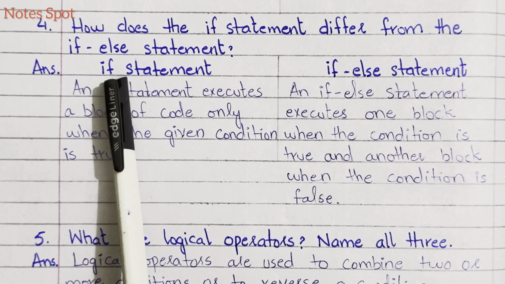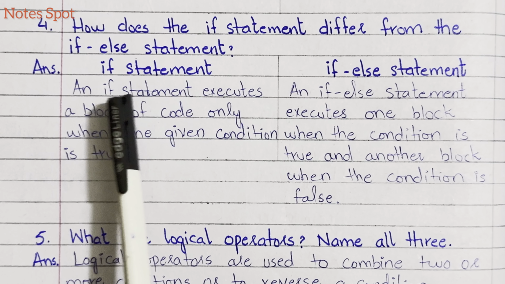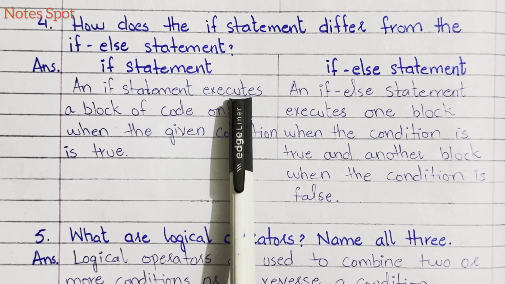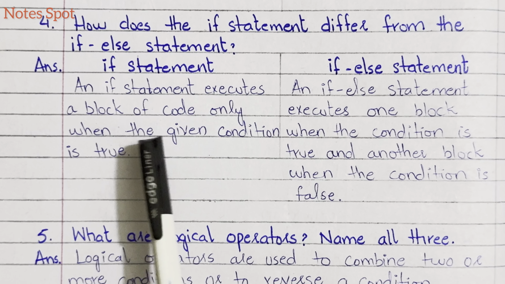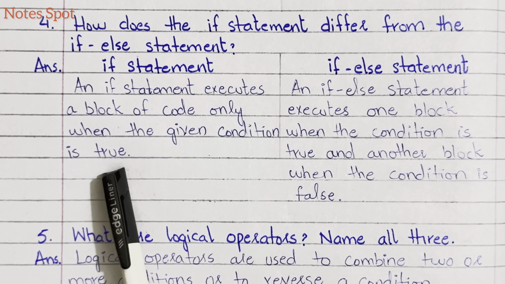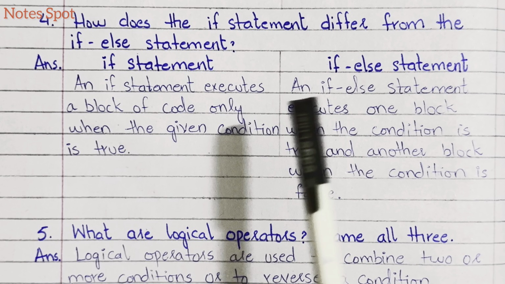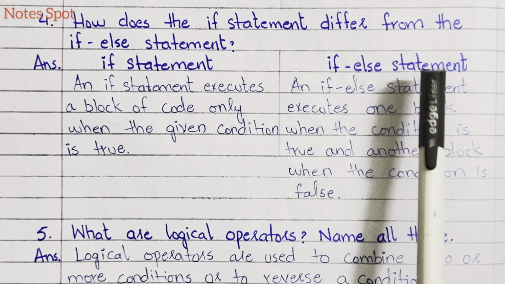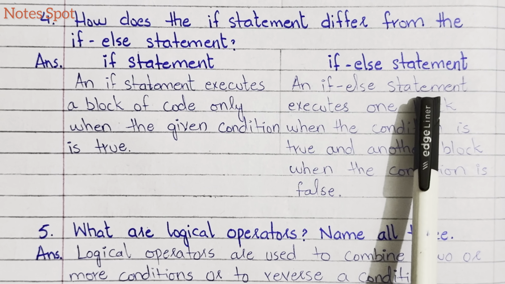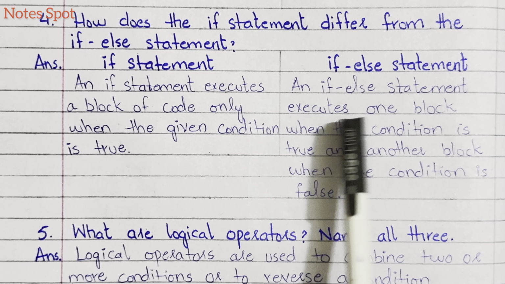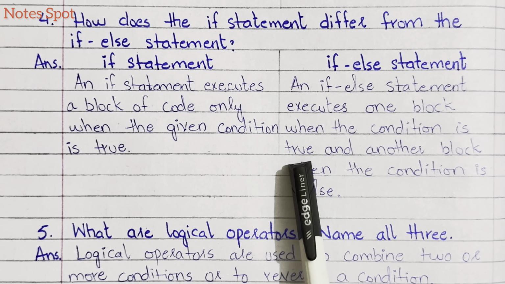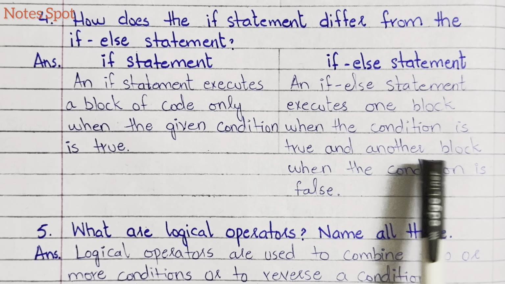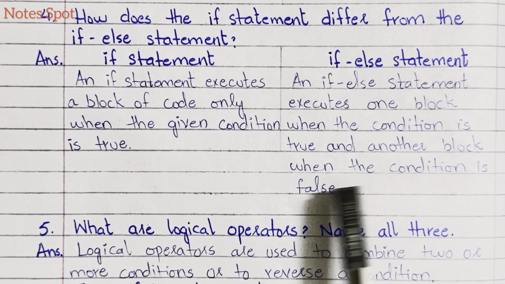Question number 4, how does the if statement differ from the if-else statement? Answer: if statement. An if statement executes a block of code only when the given condition is true. Now, if-else statement. An if-else statement executes one block when the condition is true and another block when the condition is false.